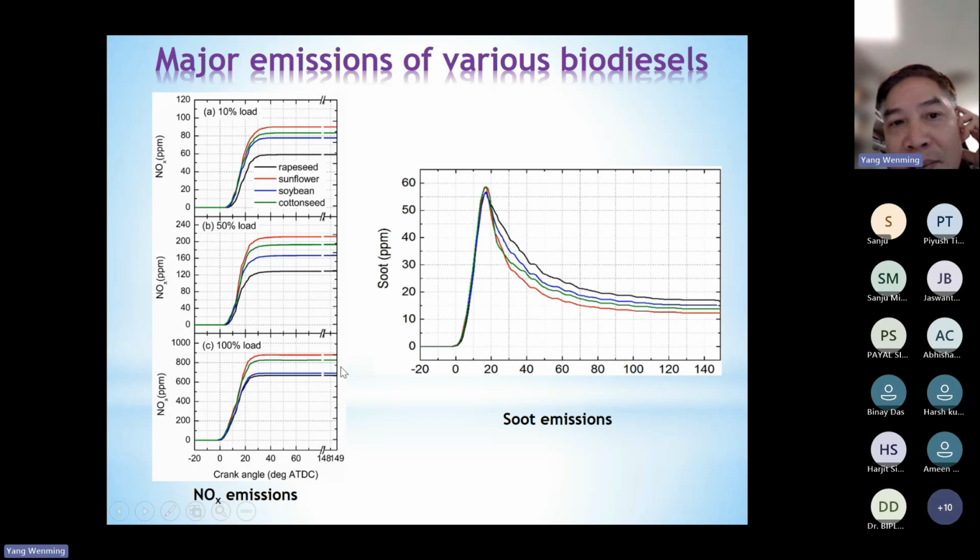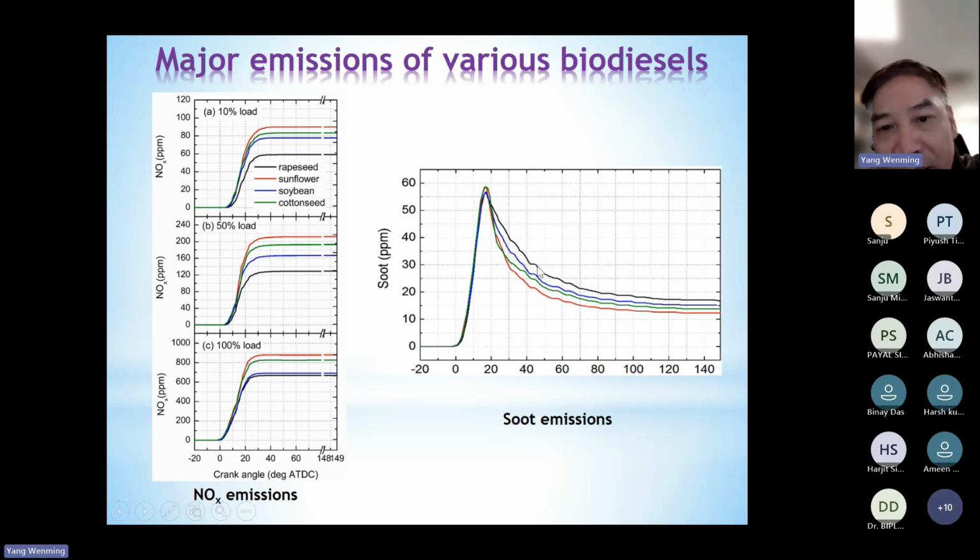Okay, this one because just like I mentioned, rapeseed has the highest viscosity and also has the lowest saturation level. So the combustion process actually is the poorest in these 4 biodiesels. As a result, the NOx emission will be lower, correct? Because of the poor combustion process, because of the lower peak temperature, so the NOx emission will be lower.